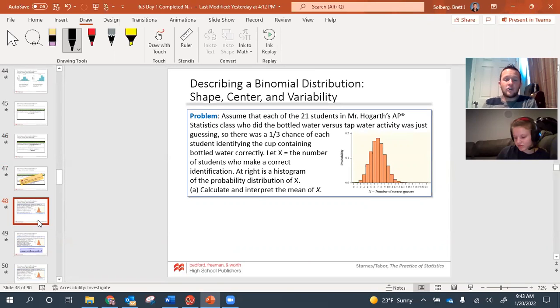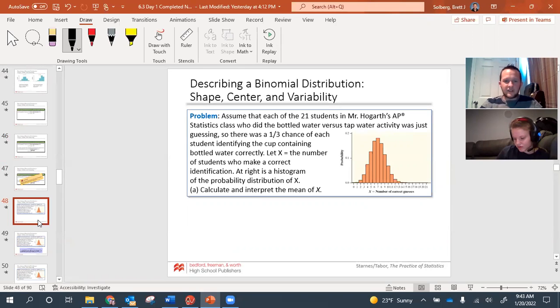Now, let's say in this case, they actually had 3 cups, but only one of them was the cup they were trying to guess. So they had to taste from 3 different cups. So what they're doing here is they have 21 students, and they're all going to try to identify whether there's a difference between bottled and tap water.